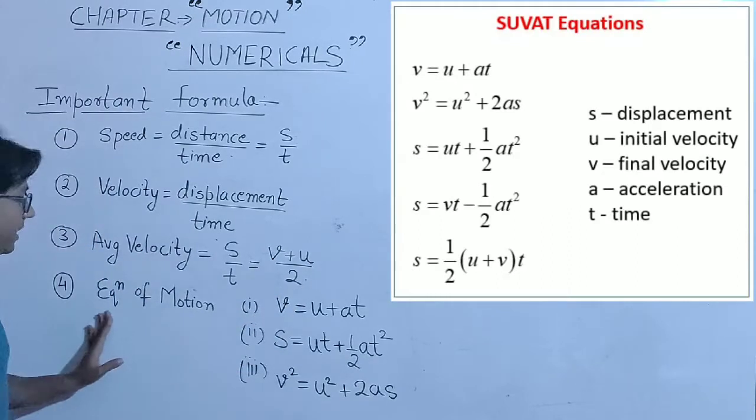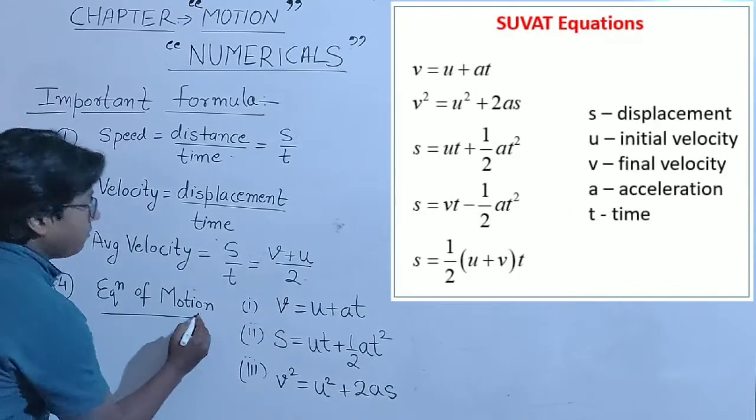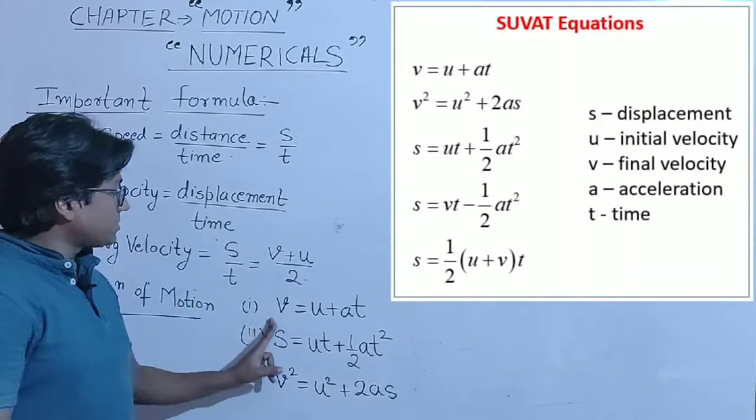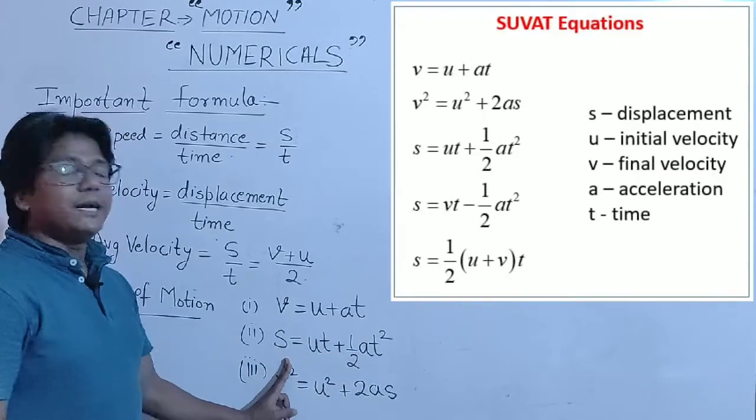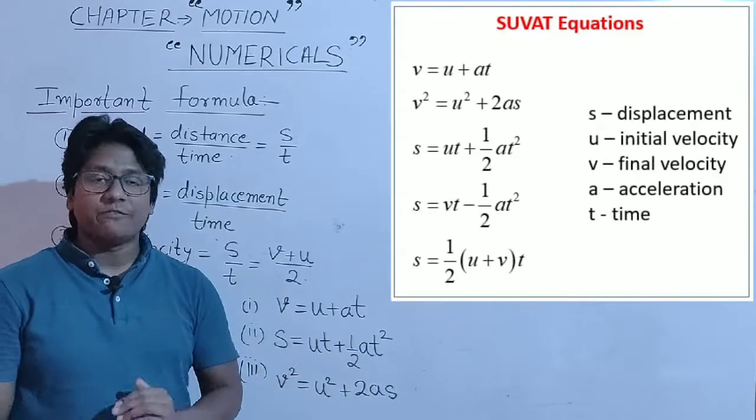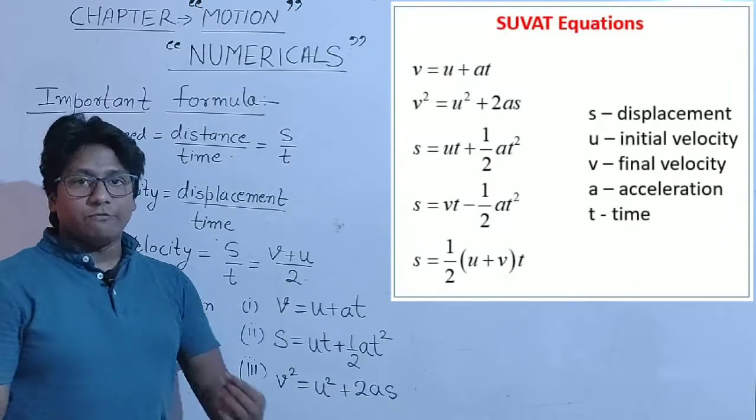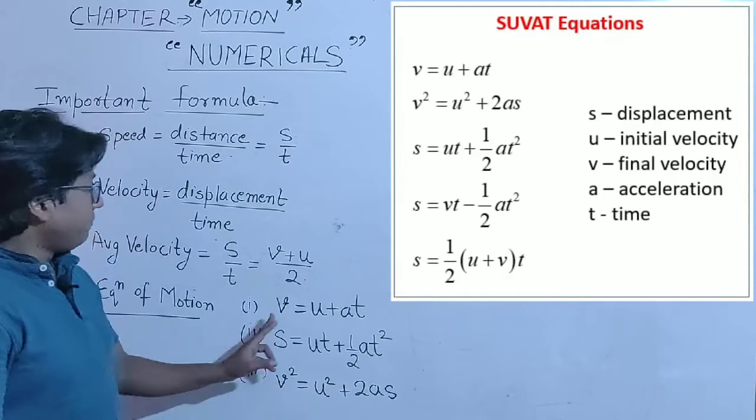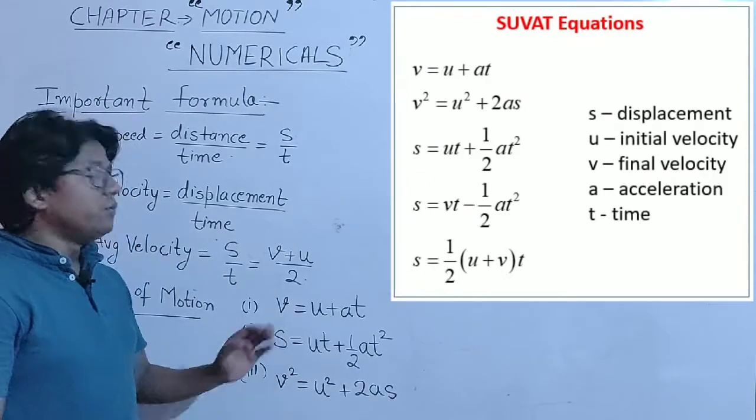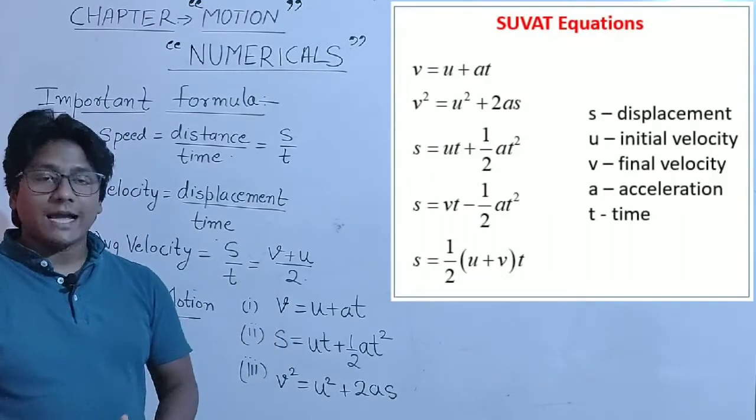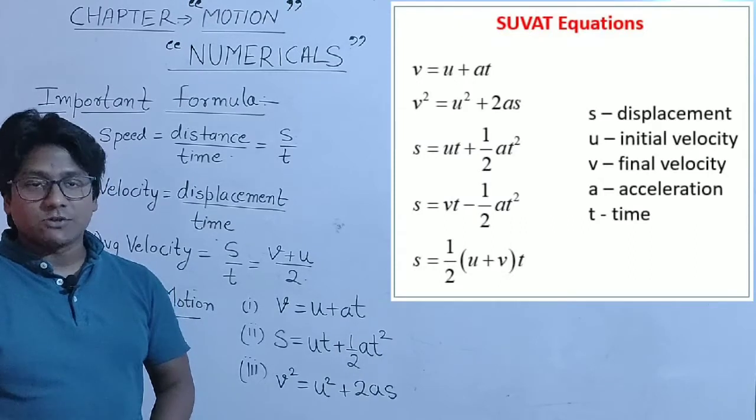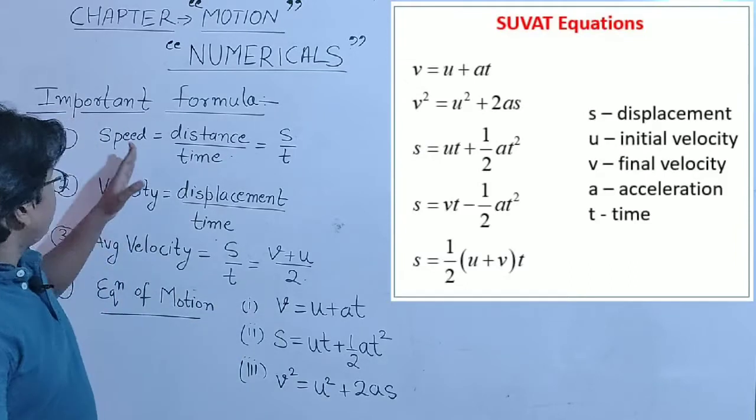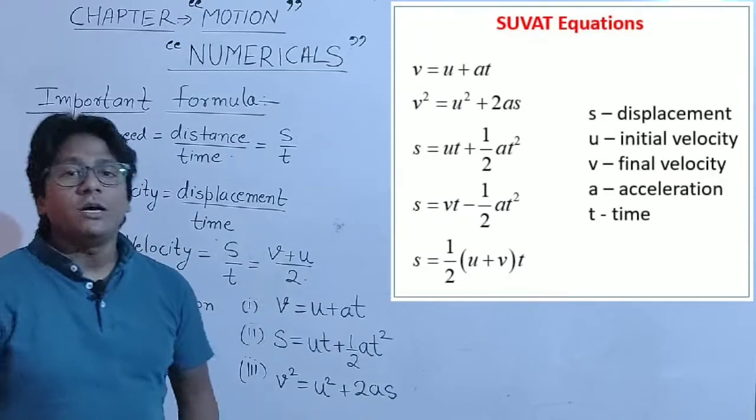The next one is very important, equation of motion, in which we have three equations. First is v is equal to u plus at, second is s is equal to ut plus half at square and third is v square is equal to u square plus 2as, where v is final velocity, u is initial velocity, a is acceleration, s is distance or displacement and t is time interval. So learn this formula and then jump to the question.